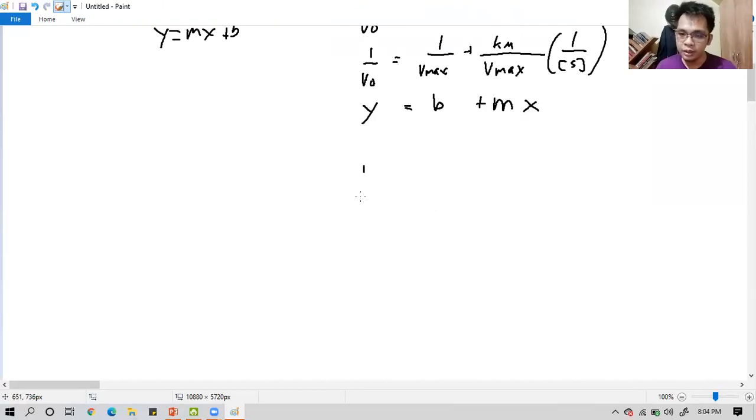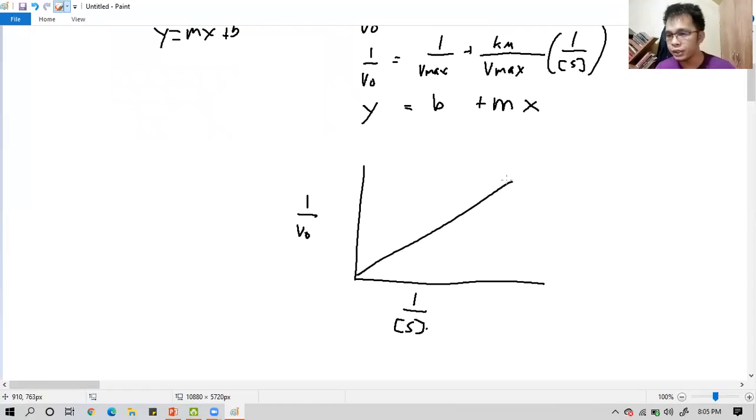So if you are going to plot this in a graph, ganito ang kuha natin. This is the y-axis, 1 all over v sub o, and the x-axis is 1 all over S concentration. And then you will yield a linear equation here. Let's suppose that the enzyme follows a Michaelis-Menten equation. The slope here will be the Km all over Vmax.